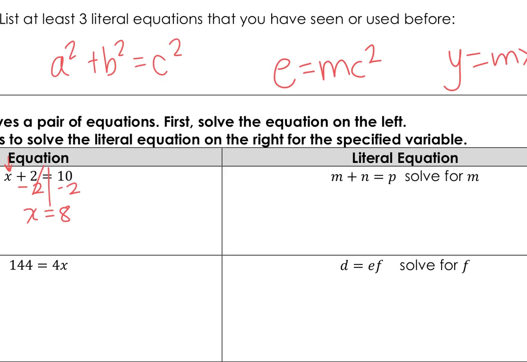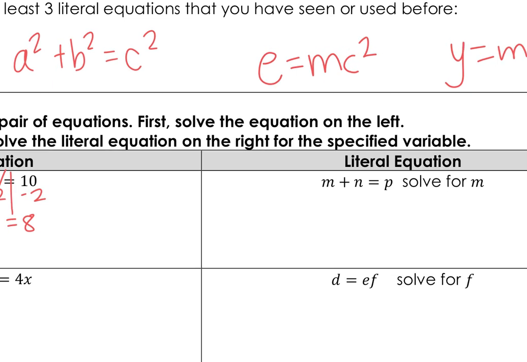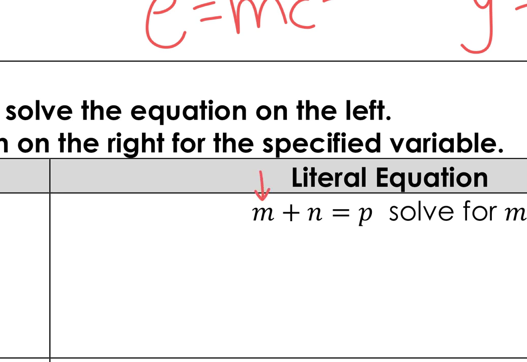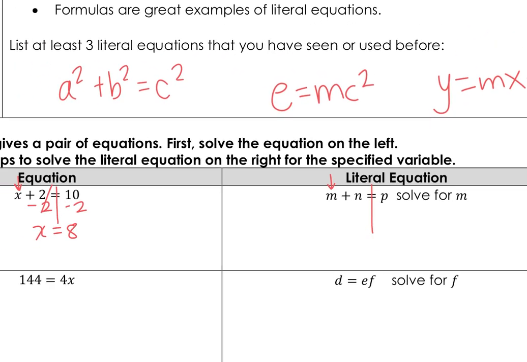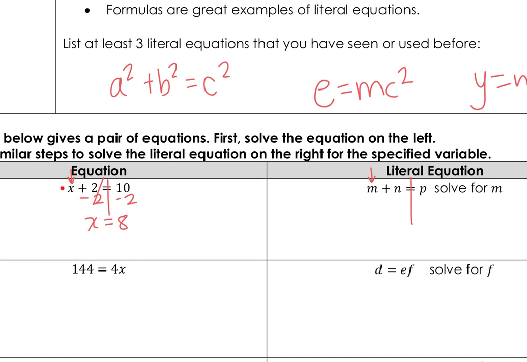Now, here's the literal equation that says m plus n is equal to p. And we are solving this for m. The coefficients are 1, 1, 1, yeah, but we're not necessarily worried about that. What we're worried about, just like over here, I wanted to get x by itself. X was being added by 2. So over here, I want to get m by itself. M is being added by n.